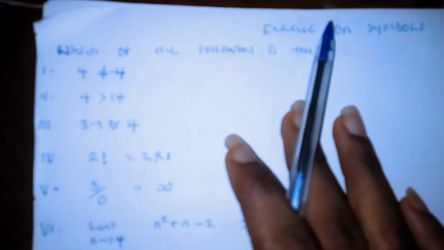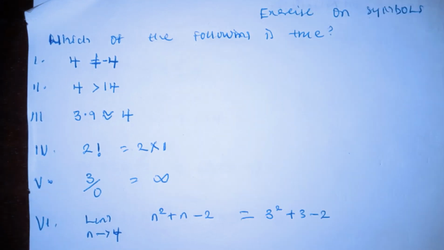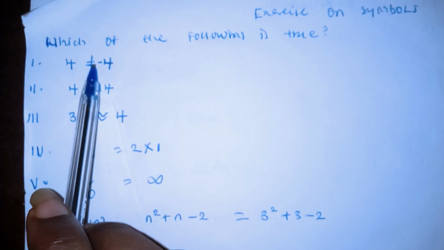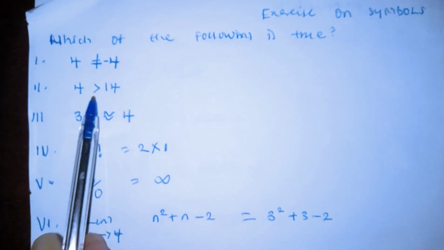Which of the following is true? 4 is equals to minus 4. 4 is greater than 14. 3.9 is approximately 4. 2 factorial is 2 times 1. 3 over 0 is infinity. Limit 4 is this. I'm going to see it in the next video, try to get the question clear and solve it together.